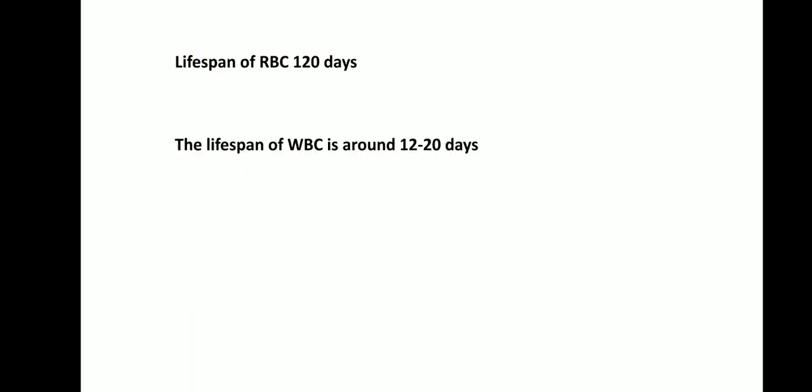So we will see the others. Lifespan of RBC is 120 days. That's why the medical department says you can donate blood after 4 months. That is 120 days, the lifespan of RBC. Next one, the WBC lifespan. White blood cells' lifespan is around 12 to 20 days.